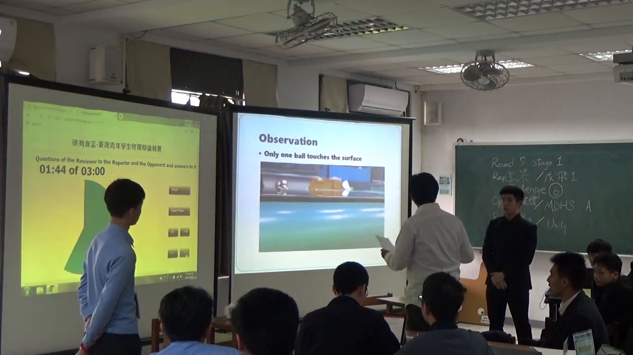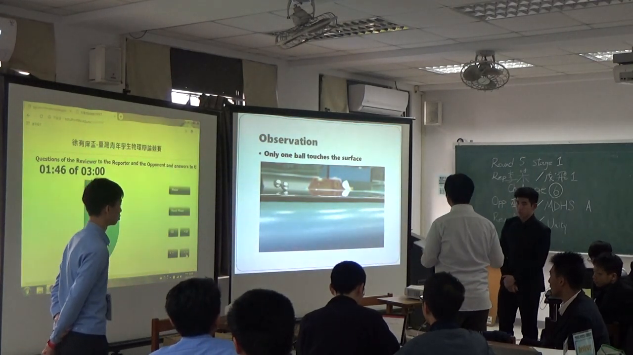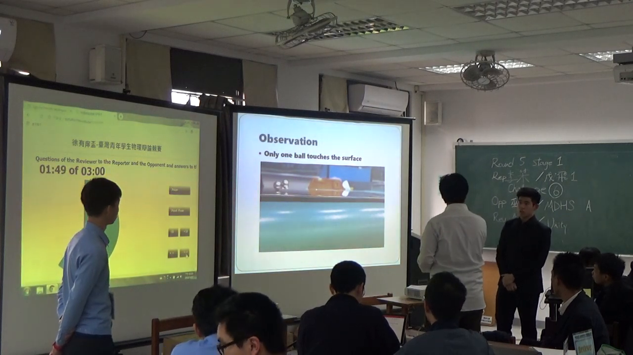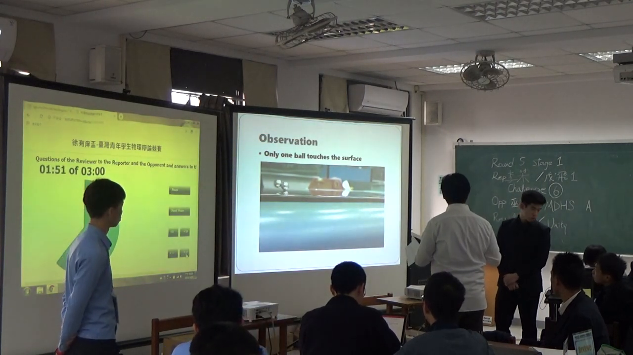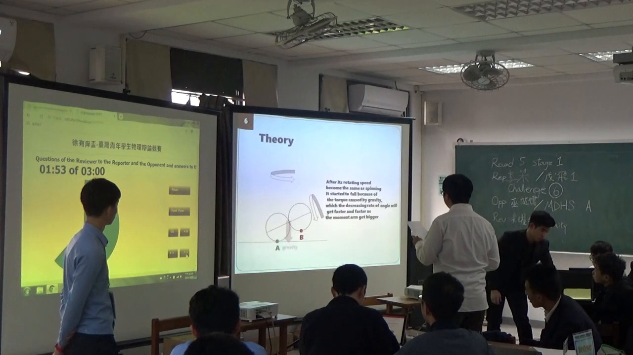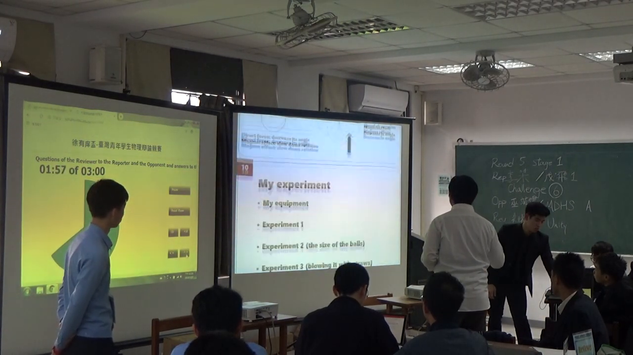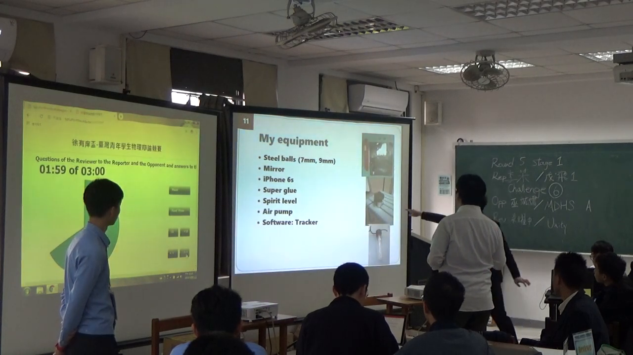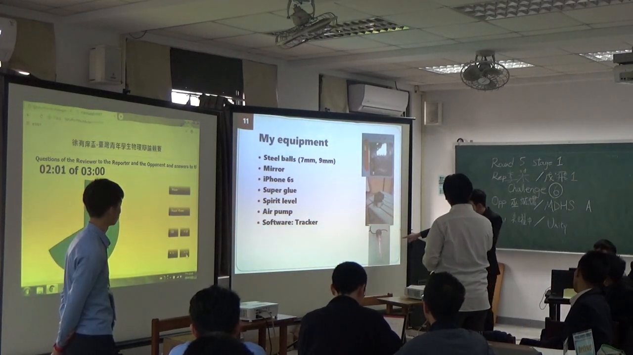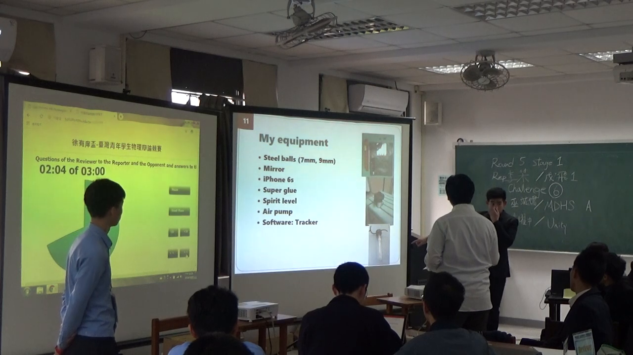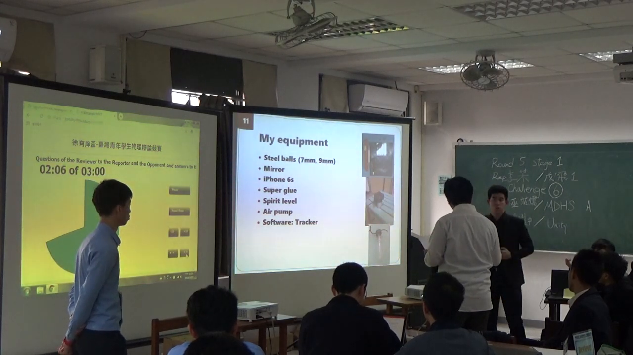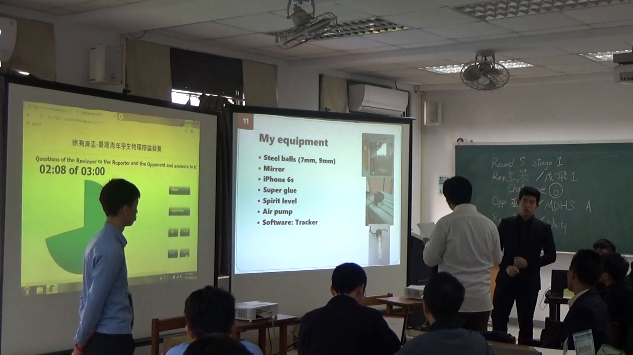The next question for the reporter is how do you blow your metal ball, because the problem statement told you to blow by a drinking straw. Have you ever calculated the flow rate? Is that stable? We do have an air pump. This is our air pump. I'm sure it supplies a stable airflow. Do you have any data to prove it?